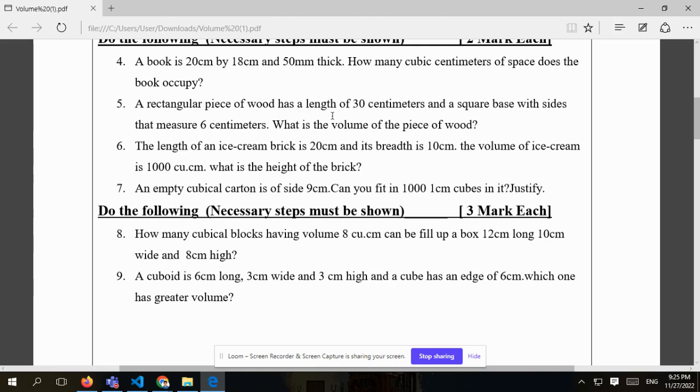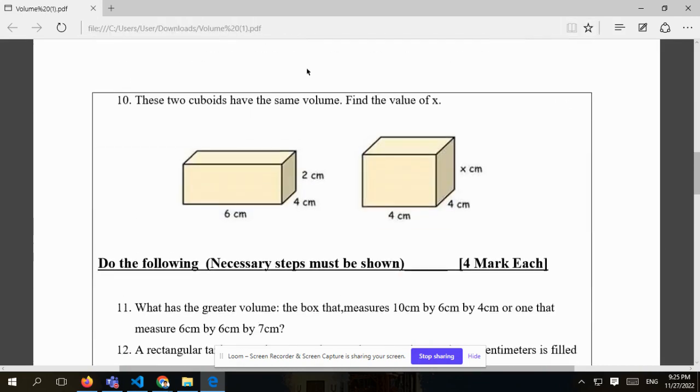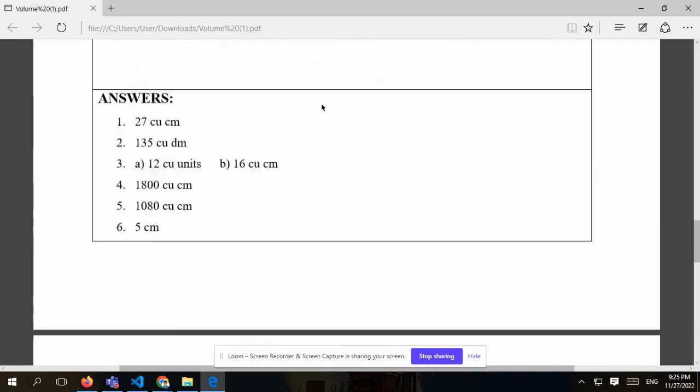So 36 into 30. What is the volume of the piece? 30 into 36, 30 into 3 is 90, and 3 into 6. Solve it normally. Now, why are you complicating your life? Just do normal mathematics. 0, 0. And 3 6s are 18. Carry forward 1. 3 3s are 9 plus 1, 10. 1080. I hope that's the answer. Yes, that's the answer when I did it before. Okay, that's good. 1080.